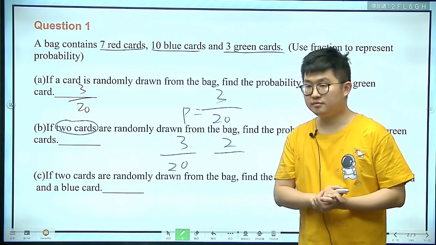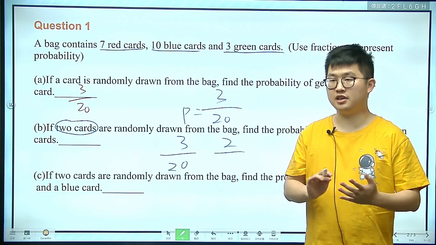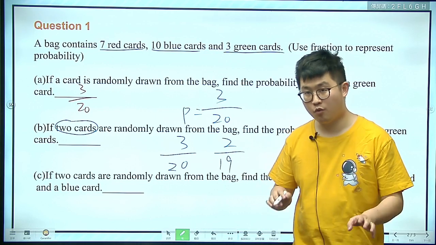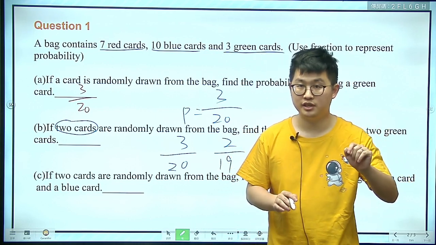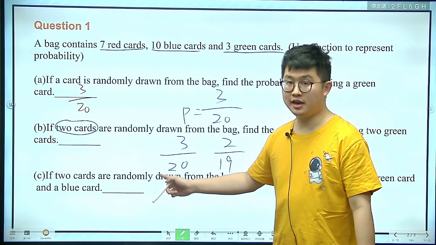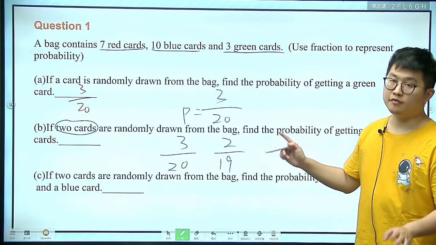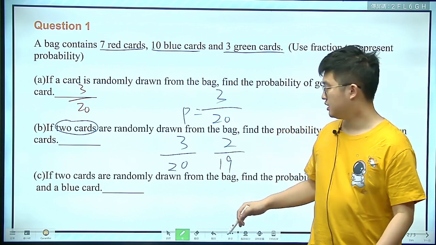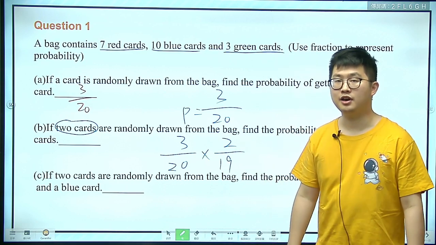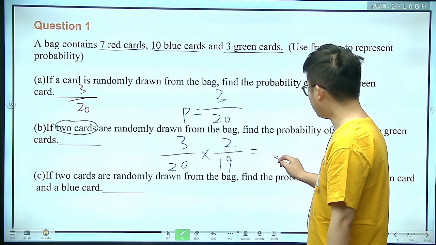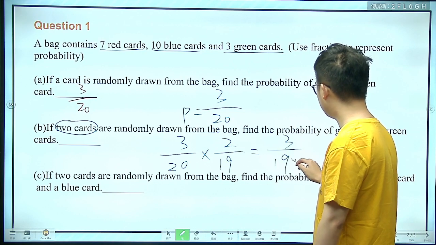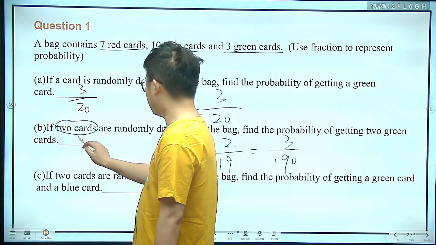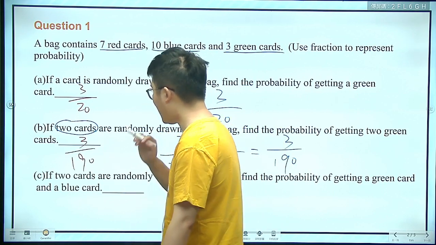How many cards in total? For the same reason, only 19, because there were 20 cards and we drew one of them out. So this is the probability for the first step, and this is the probability for the second step. What should we do with them? We should multiply them. So the answer would be 3 over 190. This is not likely to happen.